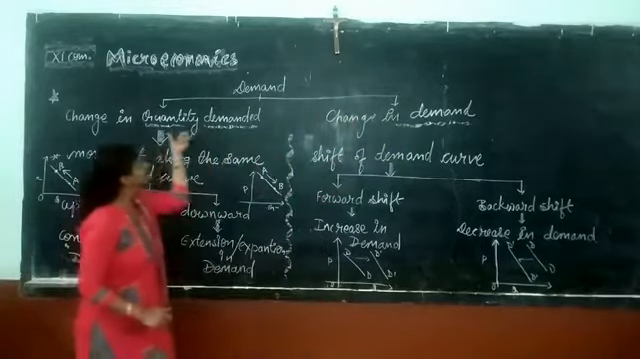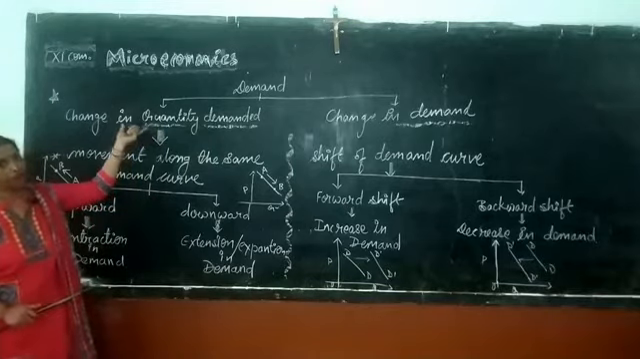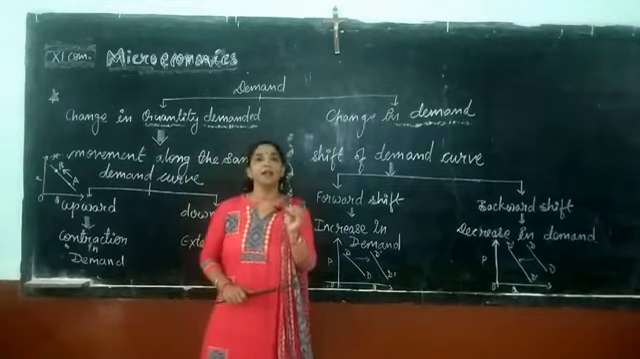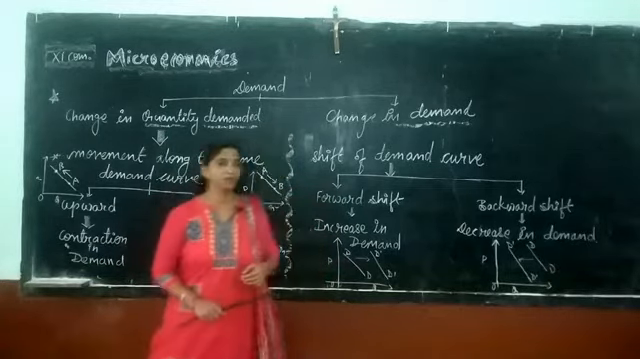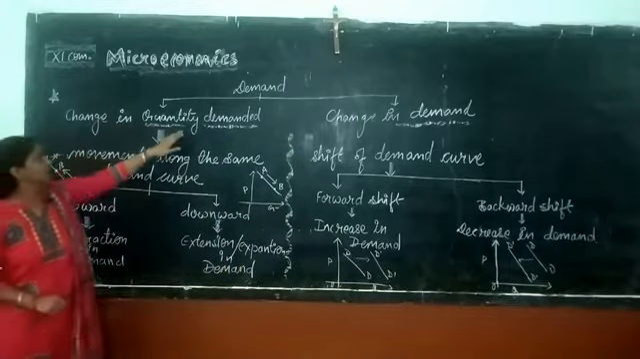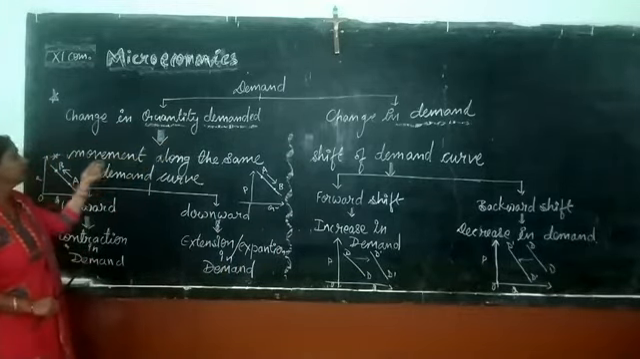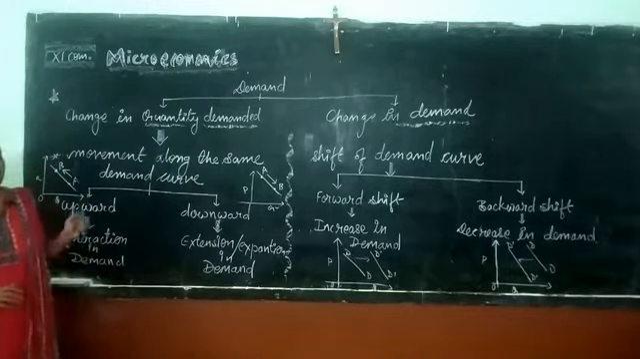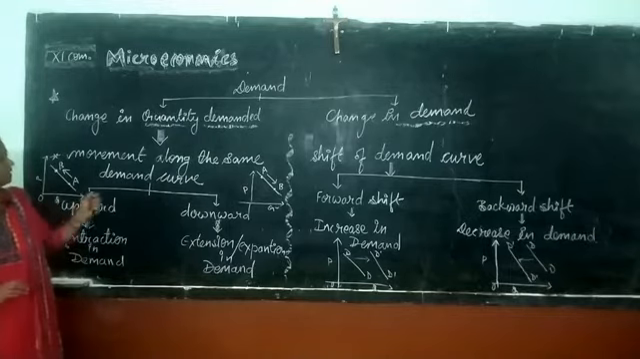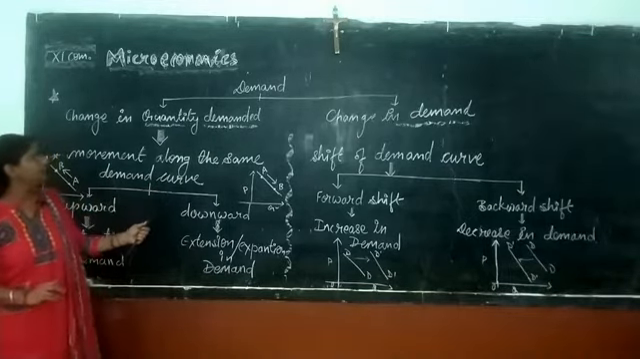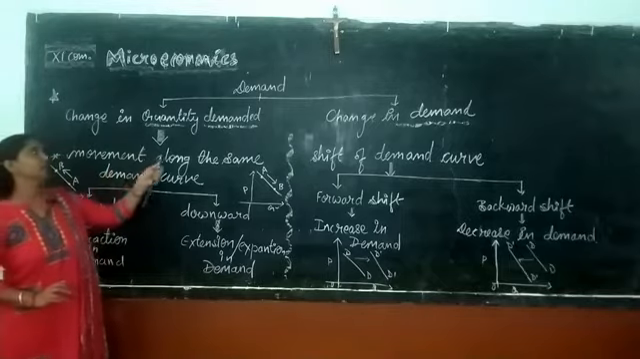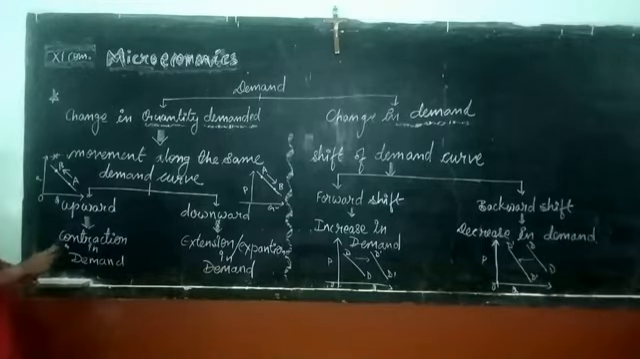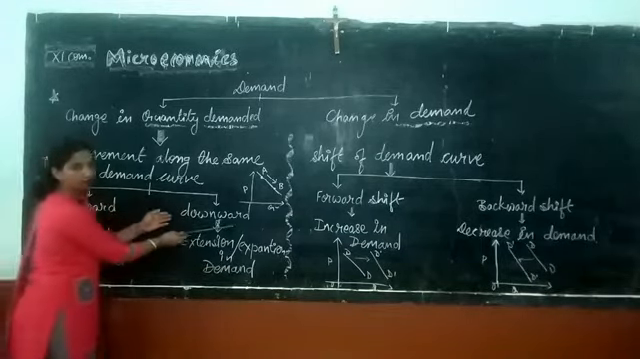What is quantity demanded? Quantity demanded means a particular quantity which is demanded at a particular price. Quantity demanded can be studied under the movement along the same demand curve. If there is movement along the same demand curve, then it is known as change in quantity demanded. And movement along the same demand curve is of two types: upward movement and downward movement.